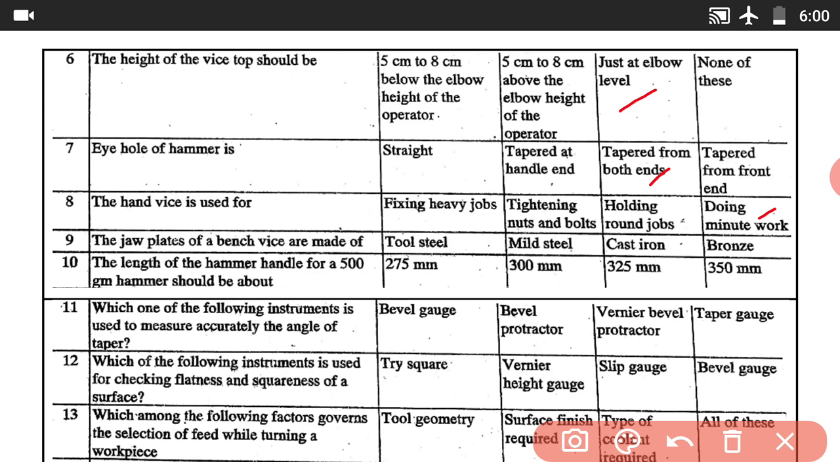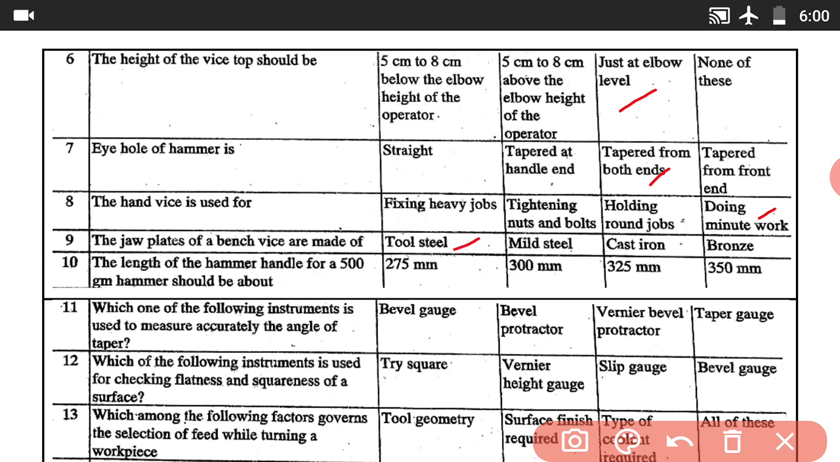Question number 9. The jaw plates of the punch vise are made of dash. This question answer tool steel. Answer A, tool steel.